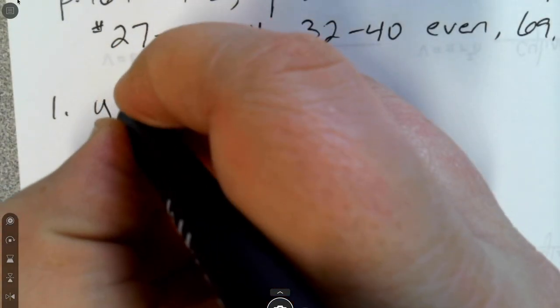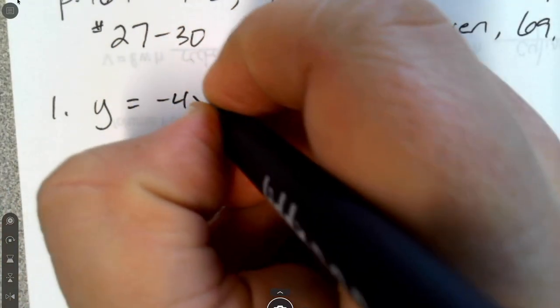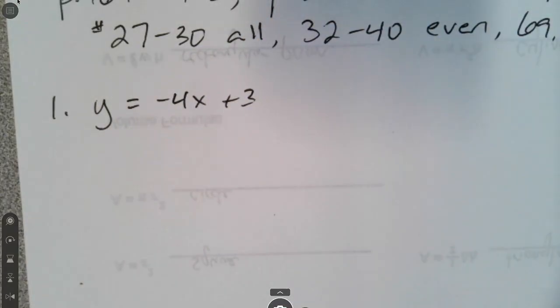Okay, now we're going to start talking about the standard form. That's what the first three are about. So they give us the equation y equals negative 4x plus 3. And the instructions say determine whether each equation is linear. Write yes or no. If yes, write the equation in standard form.